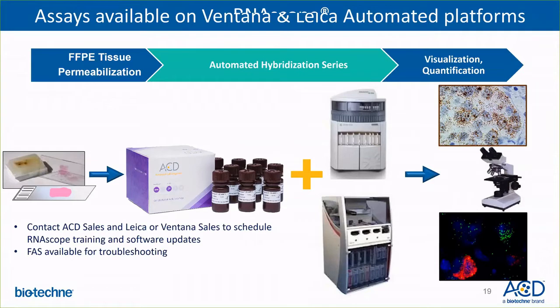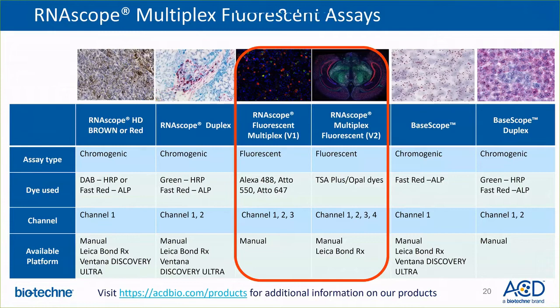As noted in the previous slide, some of these assays are available on either the Leica Bond RX or Ventana Discovery automated platforms. Please note our Ventana Universal HRP and AP assays have replaced the Ventana 2.5 HD chromogenic assays. If you're interested in the automation platform, please contact your area account manager. We will have our local field application scientists available for training and troubleshooting. The rest of the webinar will focus on the RNAscope Multiplex Assays.